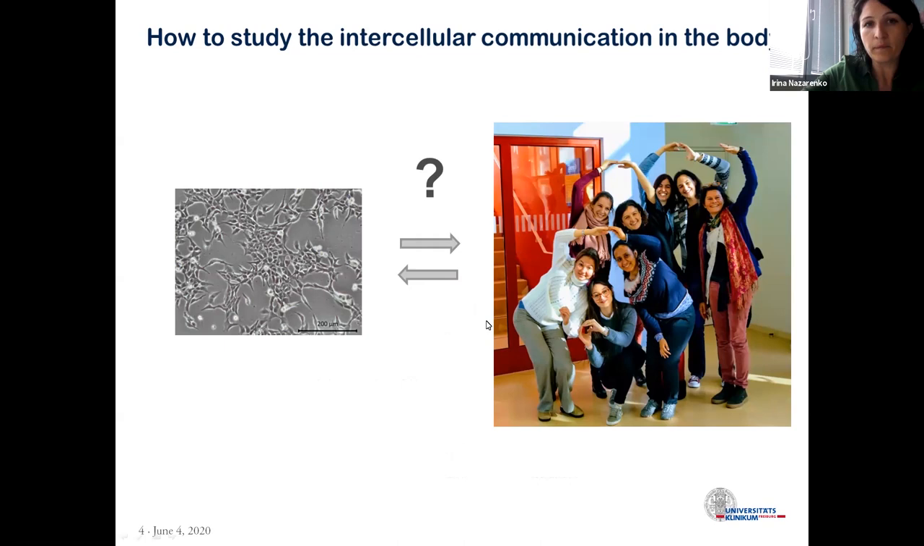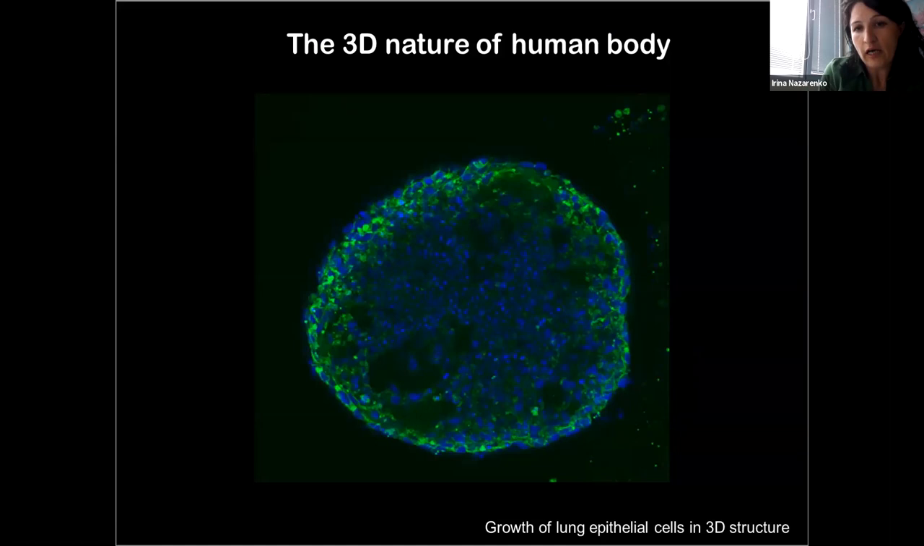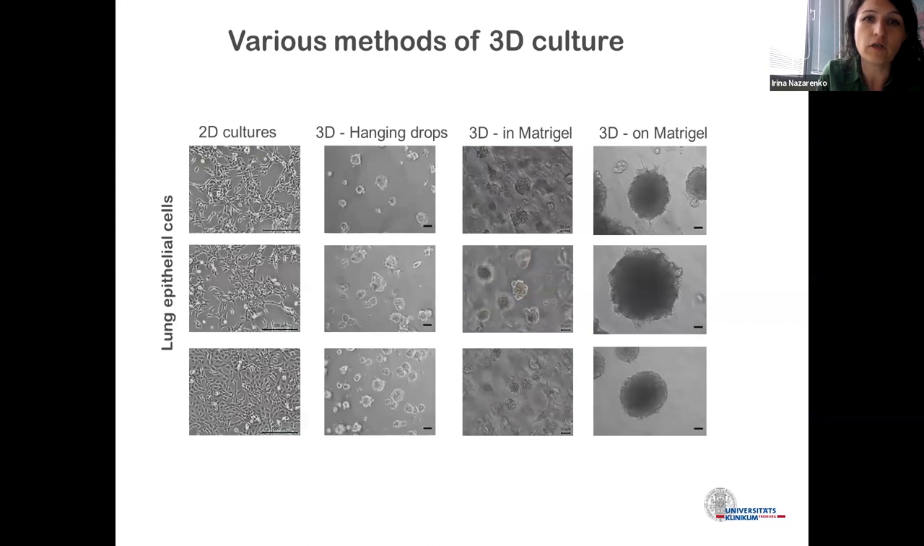Definitely, some kind of 3D system will be required to study extracellular vesicles in an environment which may be similar to our body. Here is just an example of a 3D structure of epithelial cells growing in this setup. But the majority of methods known in the literature, developed over the years, like hanging drops and 3D matrix gel, in or on the matrix gel, were not really applicable for vesicle study, because either the amount of medium was not sufficient, like in hanging drops, or in the matrix gel we have a lot of contamination with matrix gel components.